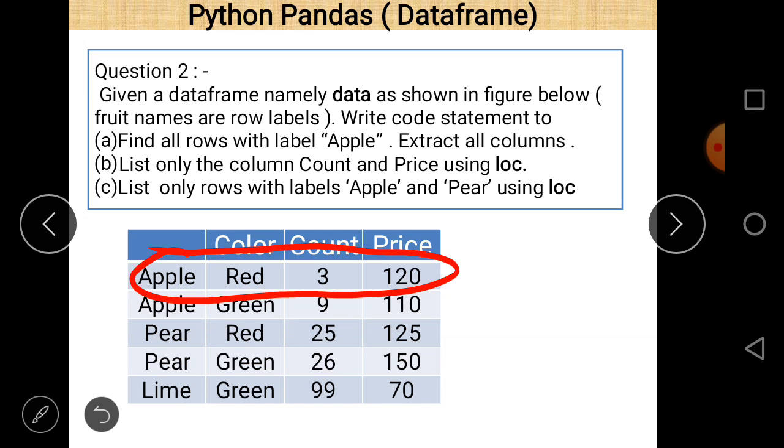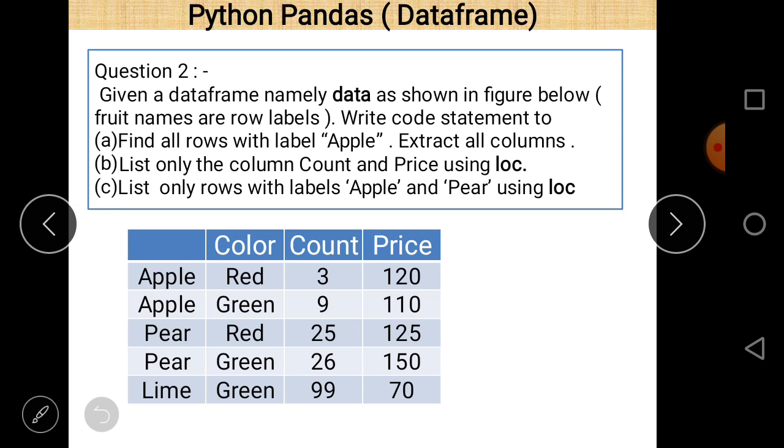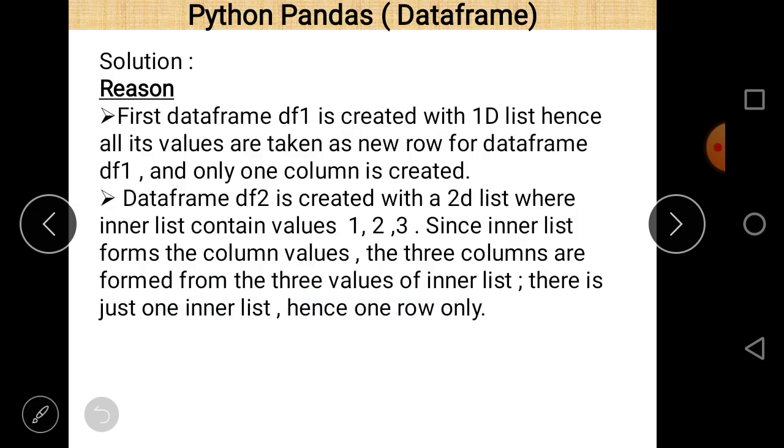So what we have to do for this is just write data dot loc, and as I told you, there are basically two parts of loc. The first part belongs to row and the second part belongs to column, and always write row first and then column, and there is a comma sign between row and column which separates them. Since there is only a single row here, and in the question it is given to find all rows with label apple, the label name is apple here.